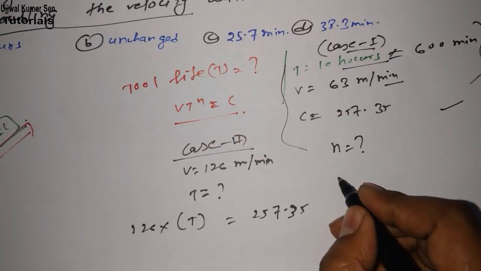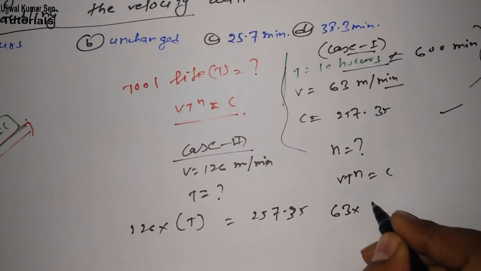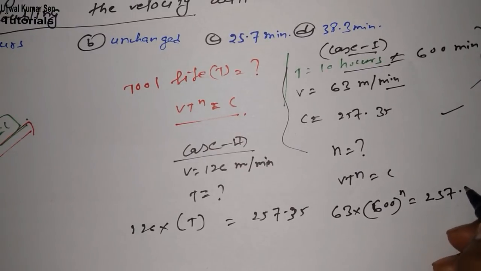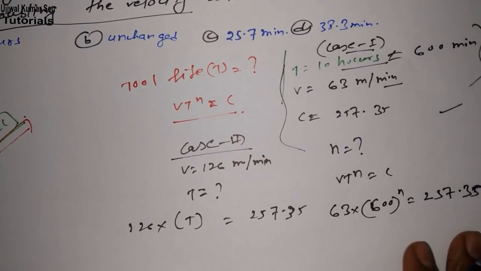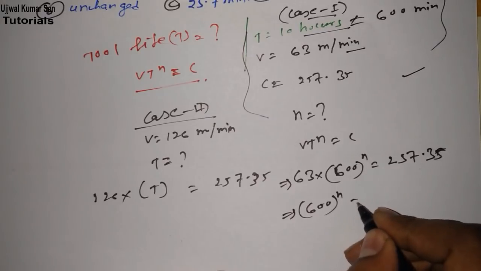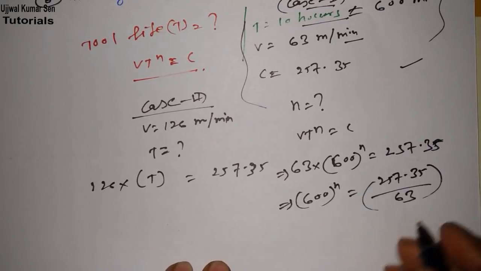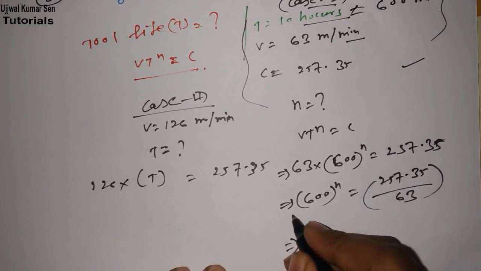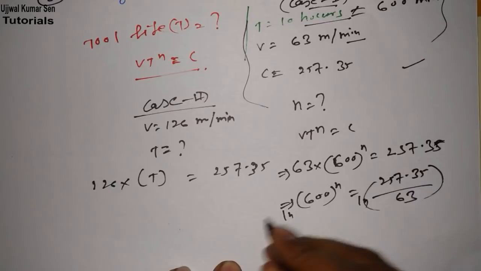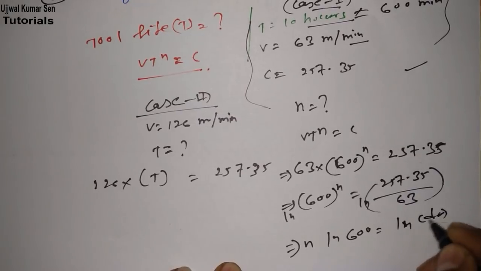Now I again use the equation V T to the power n is equal to constant. V is 63 here, T is 600 minutes to the power n, and C is 257.35. What I have to find is n. So I will send 63 to the other side, giving 257.35 by 63. I can do the calculation directly, but I am applying log on both sides, so n comes out as n natural log 600, and here the same value.